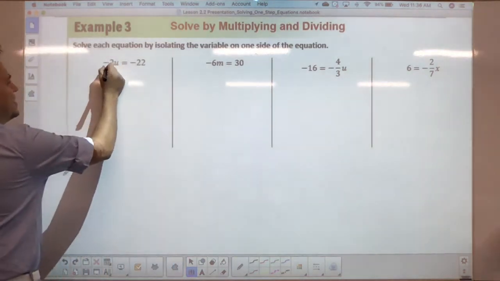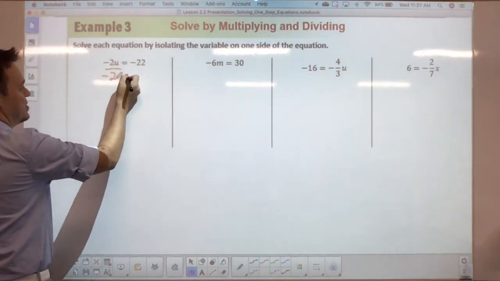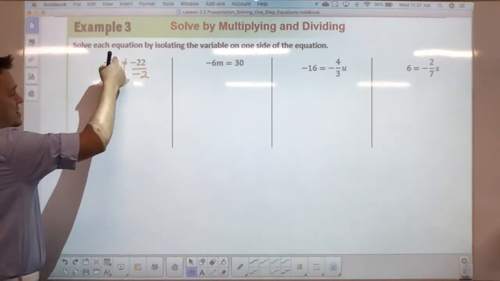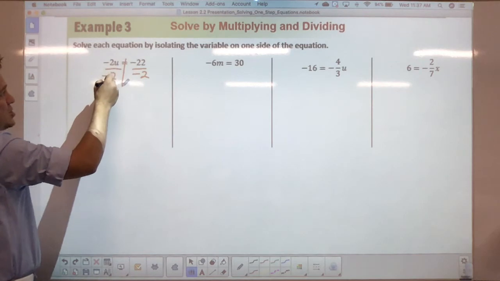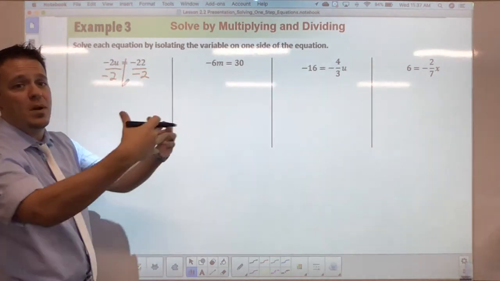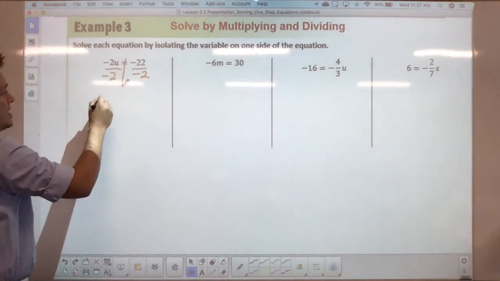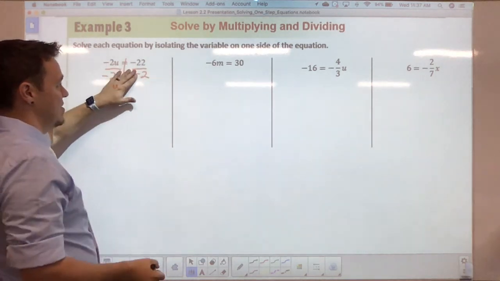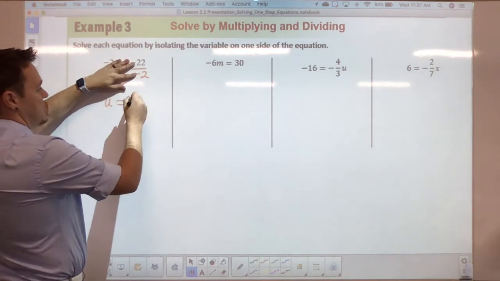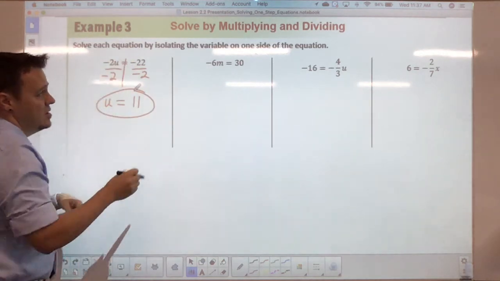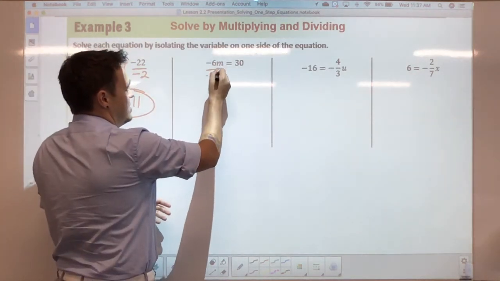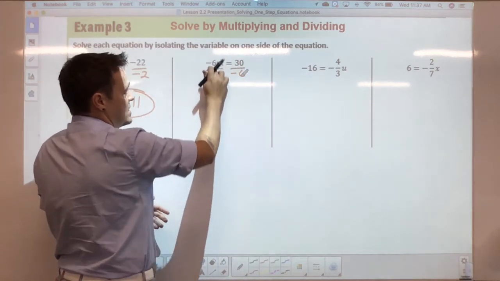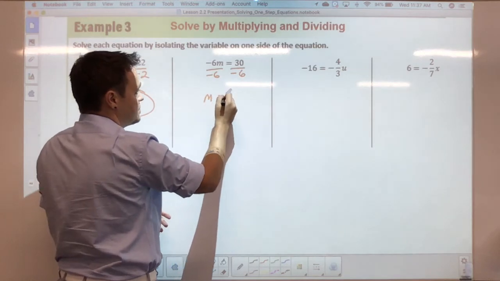So what you want to do is divide, because that's multiplication. Divide by a negative, okay? When you split this equation, negative 2 divided by negative 2 turns into a positive 1, which is what you wanted, because then you're just left with a u. And on this side, a negative and a negative turns into a positive, and then you do the numbers together, it's 11. This side here, divide by negative 6, divide by negative 6. So this cancels out, makes it a positive m.